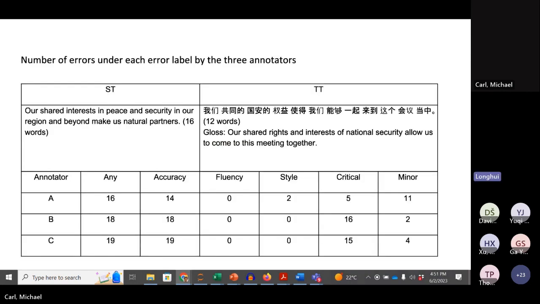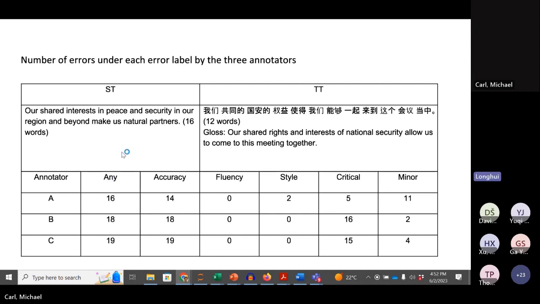Yes, so what did we do? We counted the word count of the source text and the target text. The source text has 16 words, and the target text in Chinese has only 12 words. And we counted by each error label. We have basically 5 error labels, and the "any error" label is the overall error count of the other 5 types of errors.